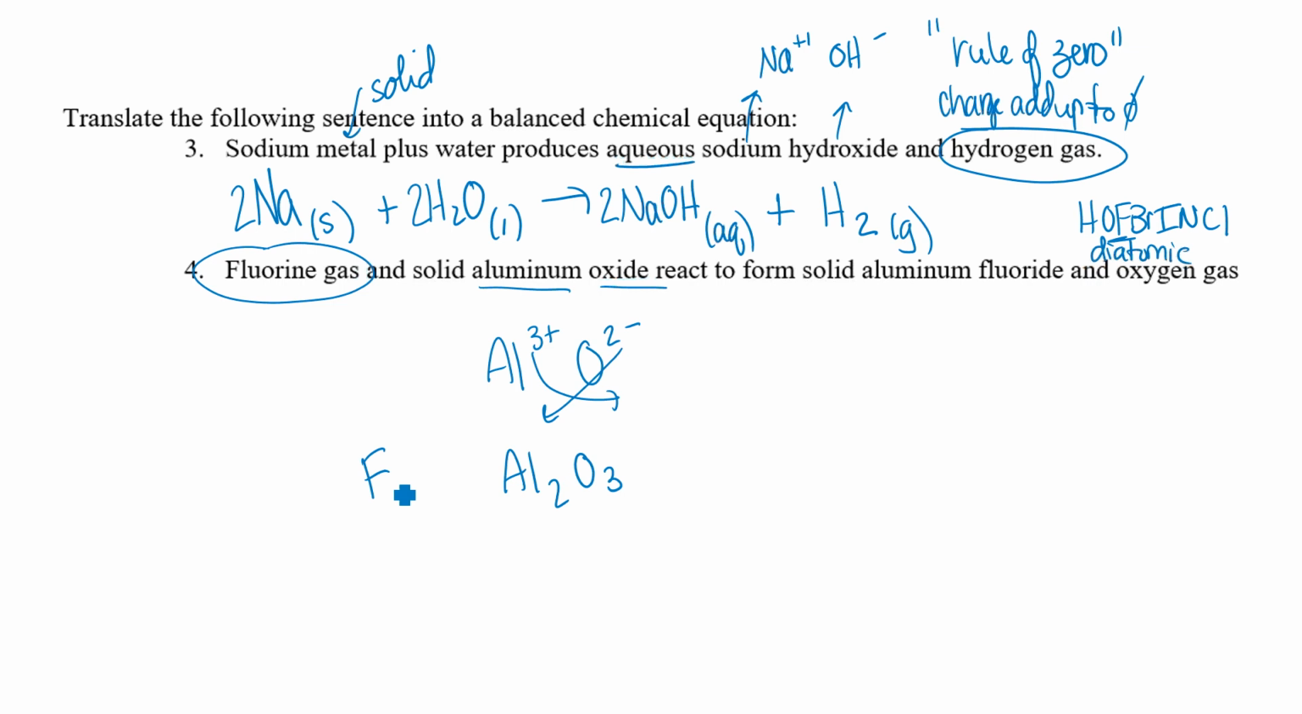Okay, so here's F2 gas, and then Al2O3 solid will form solid aluminum fluoride. There's another compound. So if I've got a compound, I want to consider ion charges.